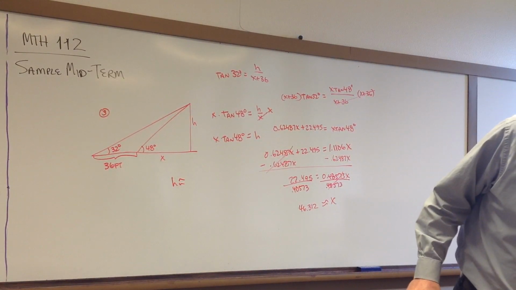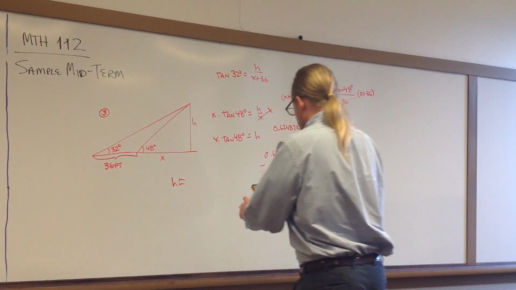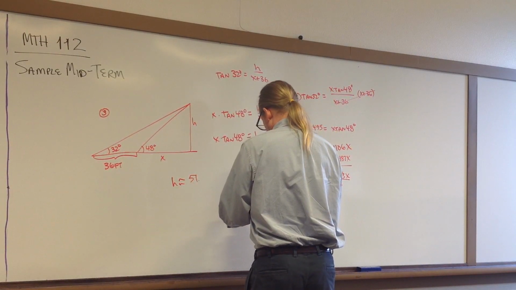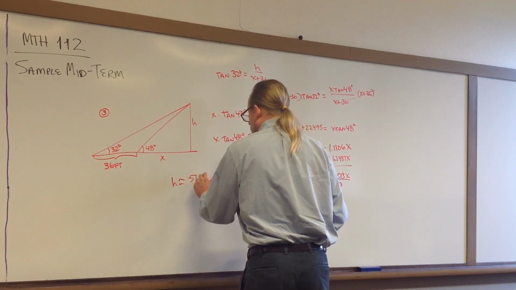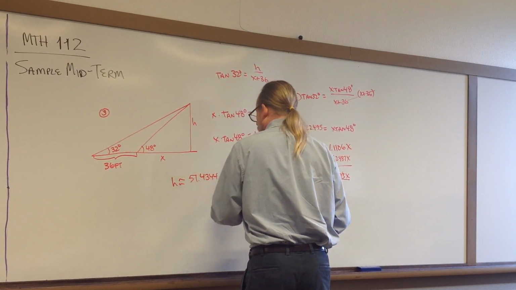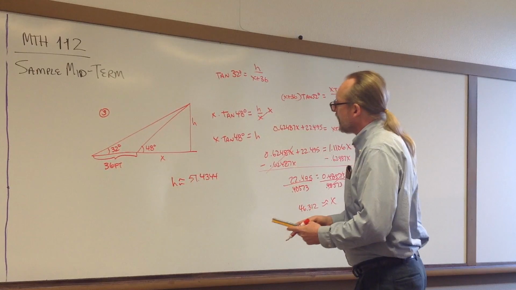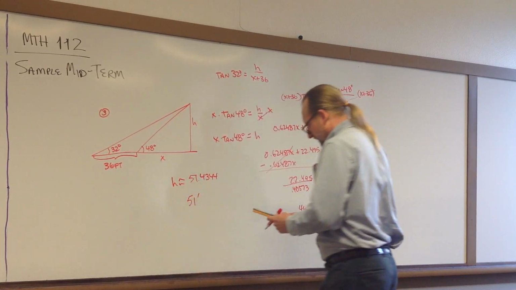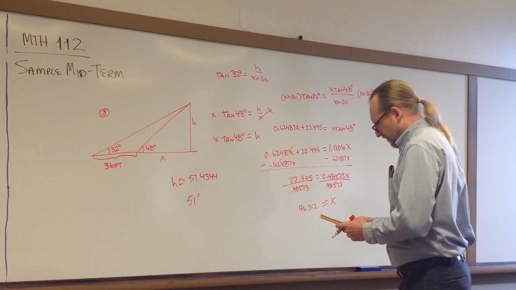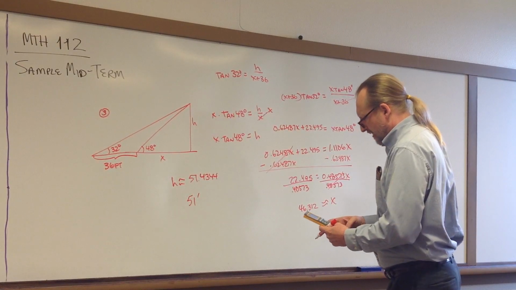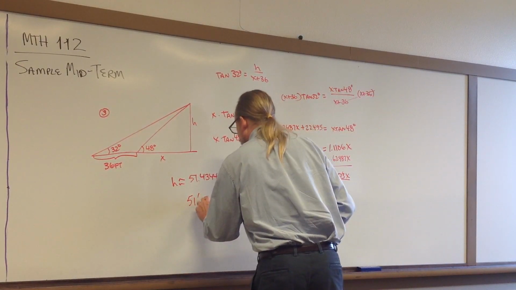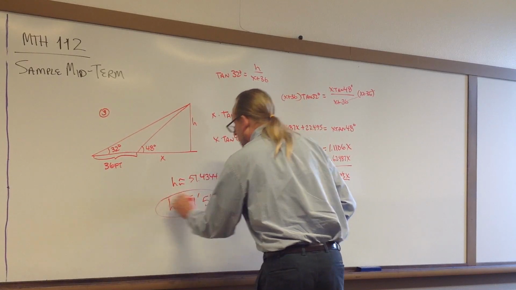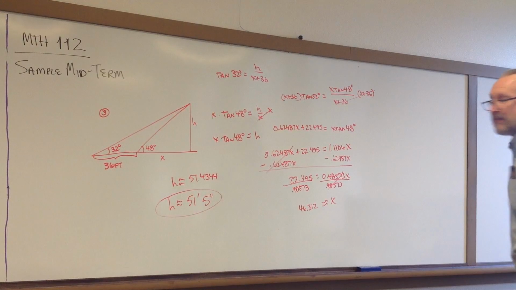Oh, right, so we want to round this to the nearest inch. 51.4344. So it's going to be 51 feet, and then take that .4344, multiply it by 12, and we get about a little bit over 5 inches. And there we go, 51 feet, 5 inches.